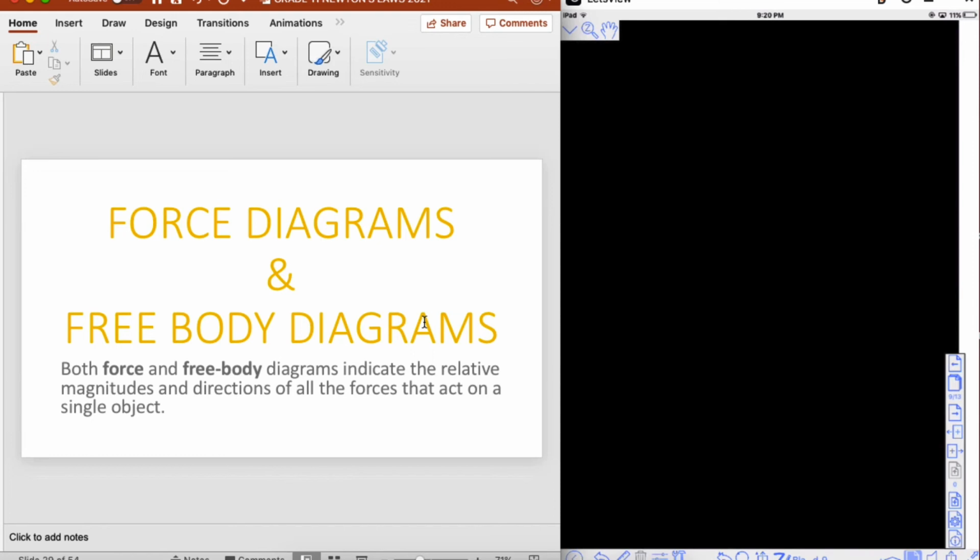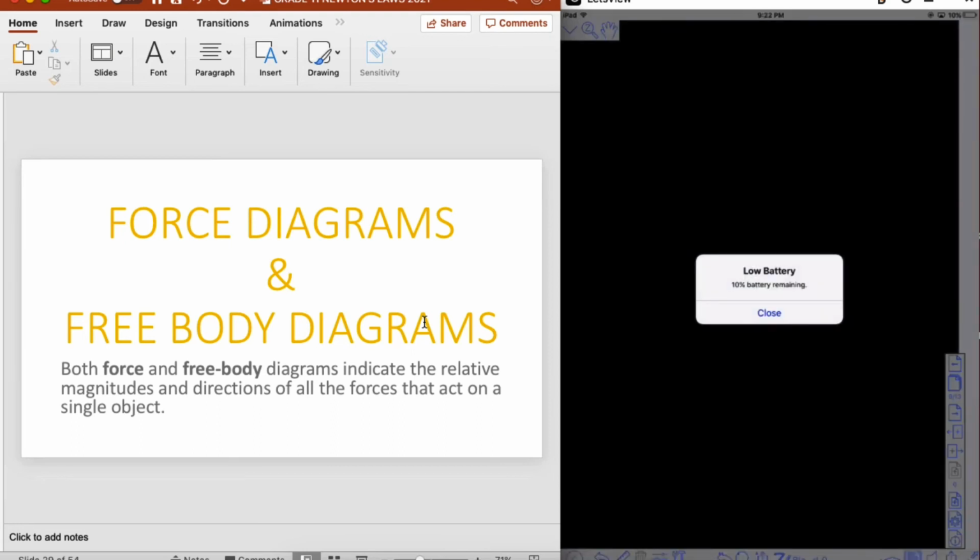So, what is the difference between a force diagram and a free body diagram? A force diagram is going to show all the forces as they are. In other words, it shows both the pulling and the pushing forces. Force diagrams are going to show the actual object and the actual forces acting on the object. However, a free body diagram is going to show all the forces acting on the object as pulling forces, and the object is going to be represented by a dot.